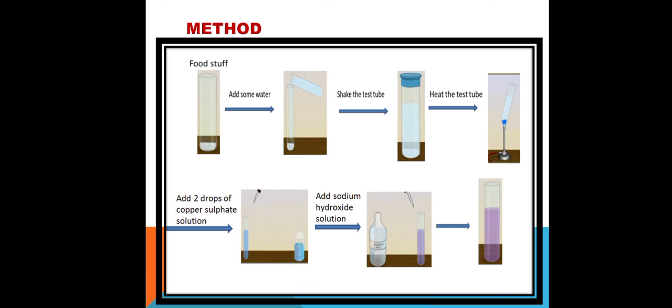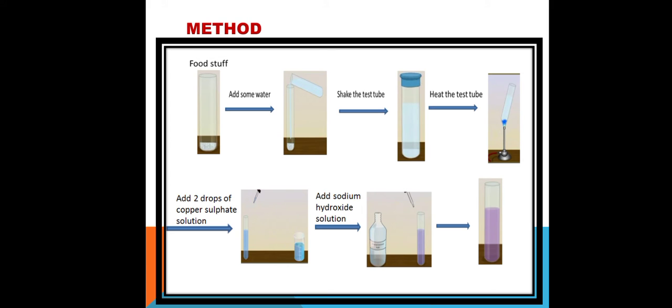Then method. Take a small amount of food sample and put it in the test tube. Then add some water to the test tube and shake it. Next, heat the test tube for about 1 minute. After the test tube has cooled down, add 2 drops of copper sulfate solution and 2 drops of sodium hydroxide solution.